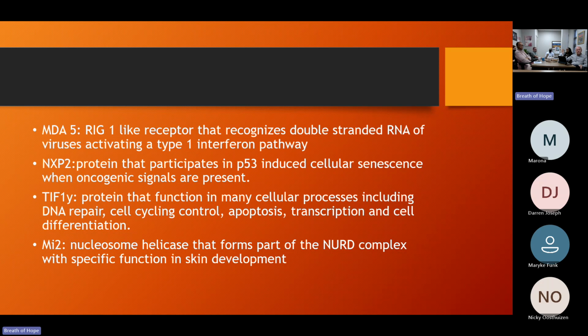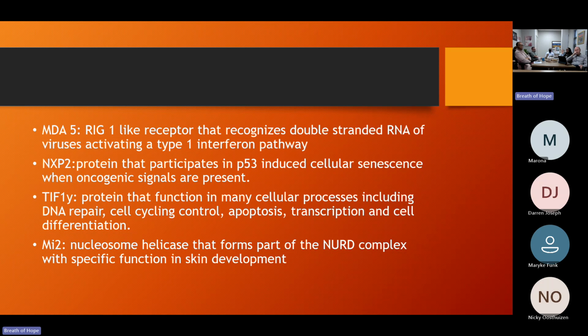Okay, so MDA5, this is a RIG1-like receptor that recognizes double-stranded RNA of many viruses activating interferon pathway. Okay, so a lot of the myositises, they are what we call interferonopathy. So interferon plays a big role in the inflammation here. And with MDA5 and the virus link, there's a strong link to many viruses, including when COVID came out. And I must say, I don't know if we were just not looking for it, but I have seen a lot more MDA5 patients post-COVID.